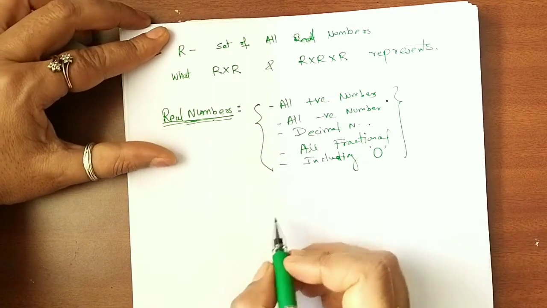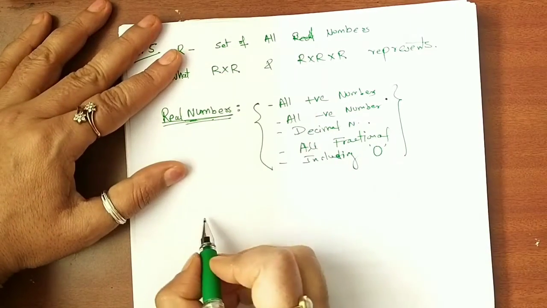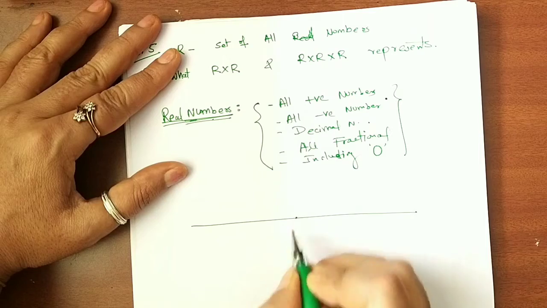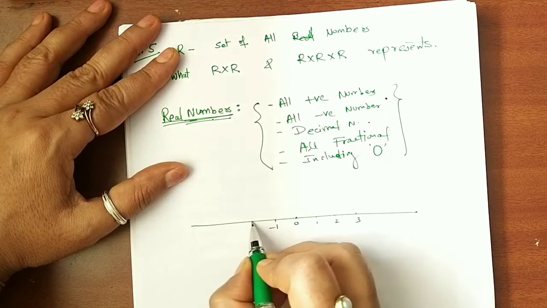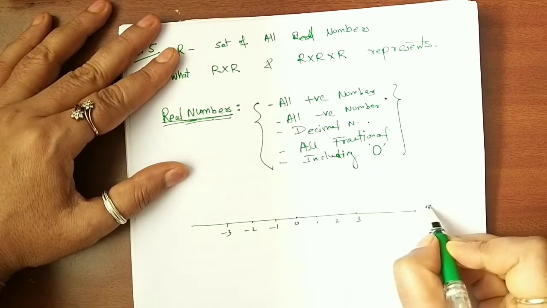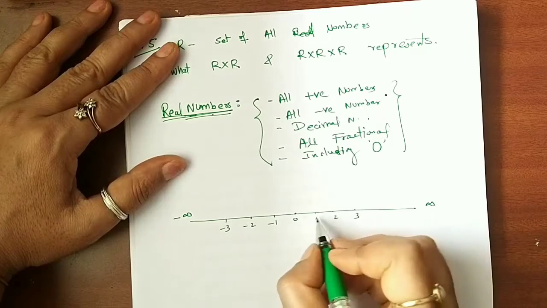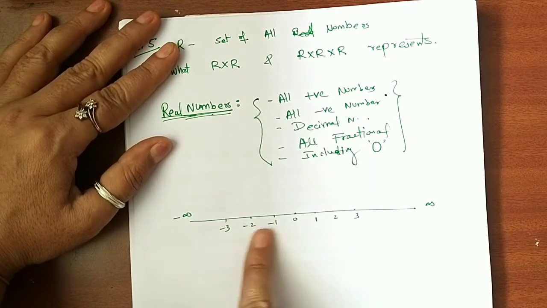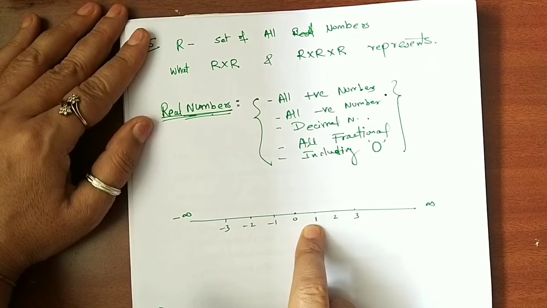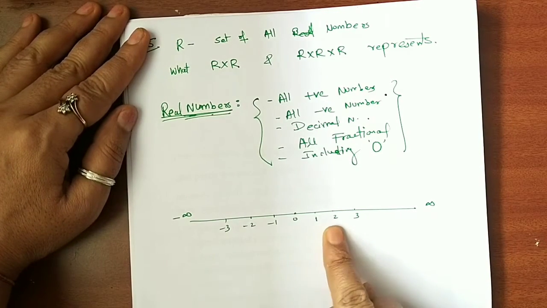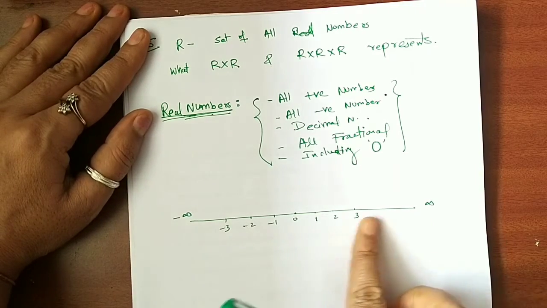So if I want to represent real numbers and I have to do the cross product of real numbers, I can represent with this line: 0, 1, 2, 3, or minus 1, minus 2, minus 3, till infinity, from minus infinity, and all middle numbers also, that is, decimal numbers which will exist in the middle. From 0 to 1 there will exist 0.1, 0.2, 0.3, or 1 to 2, 1.1, 1.2, 1.3. Everything is included in this R.